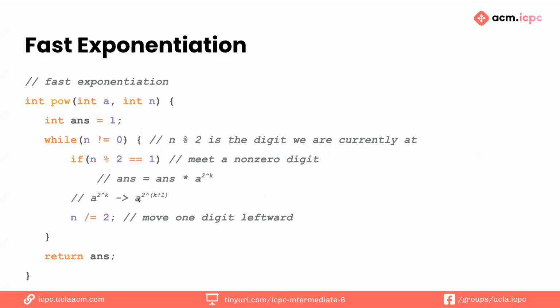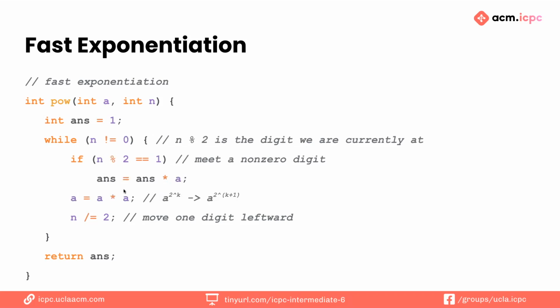And to implement it, we write a while loop here, and n modulo 2 is the current digit. So n modulo 2 equals 1 means that our current digit is non-zero, so we need to update our answer. And in every iteration, we need to update a to change it from a to the 2 to the k to a to the 2 to the k plus 1. After that, we move 1 digit leftward, which is n divided by 2.